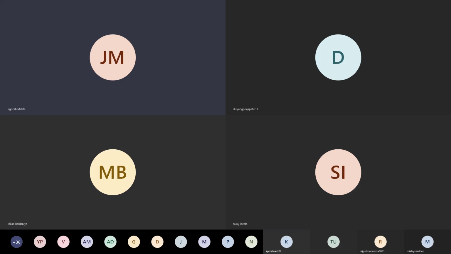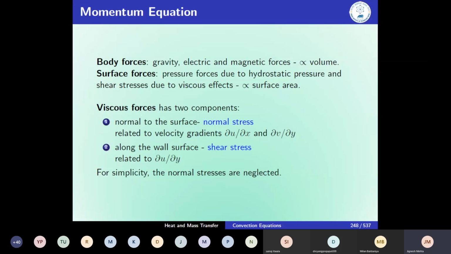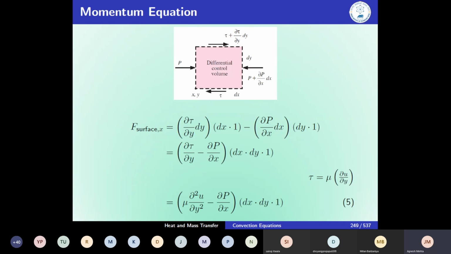Forces or surface forces. And viscous forces again have two different components. Now these body forces, gravity, electric and magnetic, most of the times they are absent. So except in natural convection, we will not be considering the body forces.